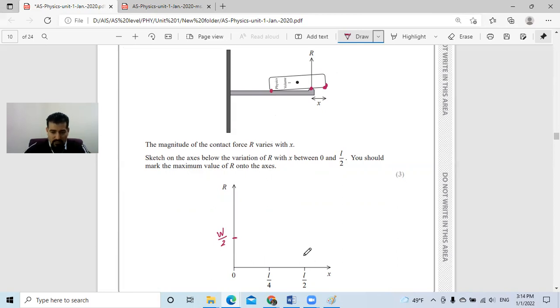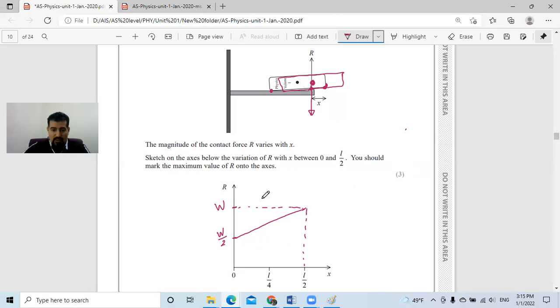Now, as we move to the right, the value will increase until it reaches the maximum value, which is W, twice the value here. Why? In this situation, when it's at half length, the book will be positioned at this position here, and that means the weight and the normal will be exactly on the same point above each other. Their line of action will be the same, so they have to be equal.